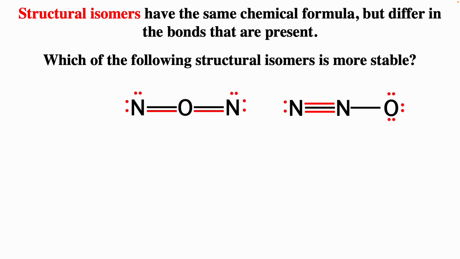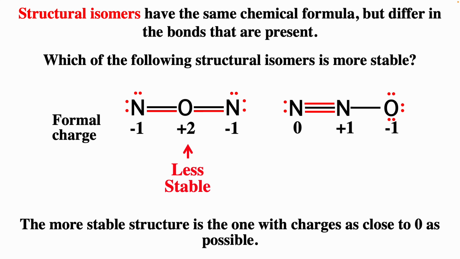We could also wonder, okay, so we have N2O. Does that mean that the oxygen is going to be in the middle, or does that mean the nitrogen is going to be in the middle? And again, if we're looking at stability, we do the formal charge. And so the one on the left, we get -1, +2, -1. The one on the right, we get 0, +1, -1. These are closer to the zero than those. And so in this case, the one on the right should be the more stable molecule. And so we should expect that when you have N2O, the nitrogen is in the center.